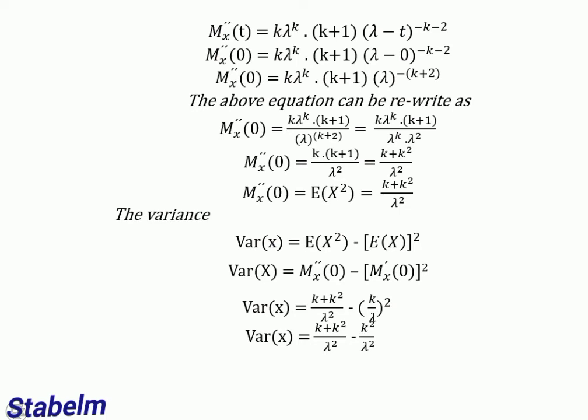Now we have lambda raised to the power 2. We have the same denominator, which means we can combine this further. So we have k over lambda raised to the power 2, and we have a k raised to the power 2 minus k raised to the power 2. That will be eliminated, so we are left with k divided by lambda raised to the power 2. So the variance of the gamma distribution is given as k divided by lambda raised to the power of 2. So this is the variance, and we've also gotten the mean of the gamma distribution.